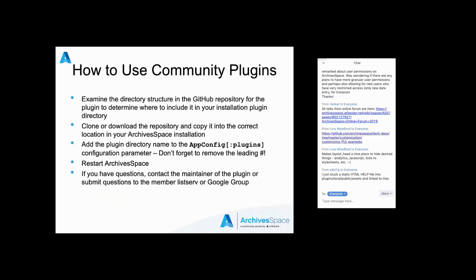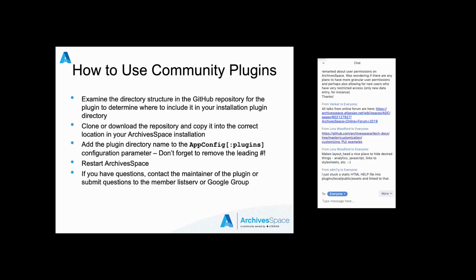All right, so my last thing is to tell you how to use community plugins. If you know of a community plugin that you think does what you need it to do, and you want to try to figure out where to put it in the plugin's architecture, what you need to do is go to the GitHub repository for the plugin and look at the directory structure that's in there, right? So you should be able to tell if it's something that goes into the local directory or if it's a plugin directory all on its own.